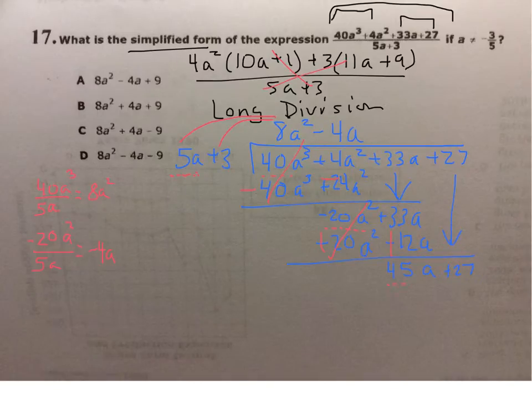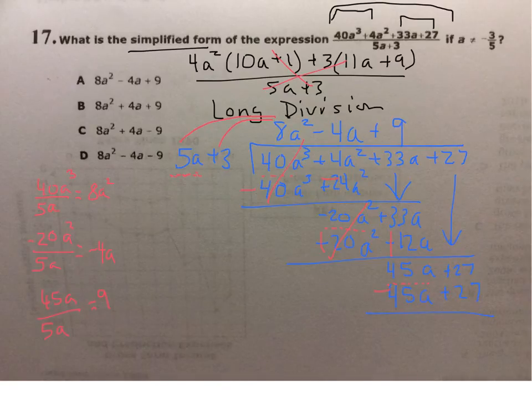And once again, think about that first term, 45a, being divided by the first term of the divisor, which is 5a. That would give us 9. So that is a part of my quotient answer, plus 9. And then we're going to, again, multiply this 9 to the 5a. And that would give us 45a. And then again, 9 times 3. And that would give us 27.